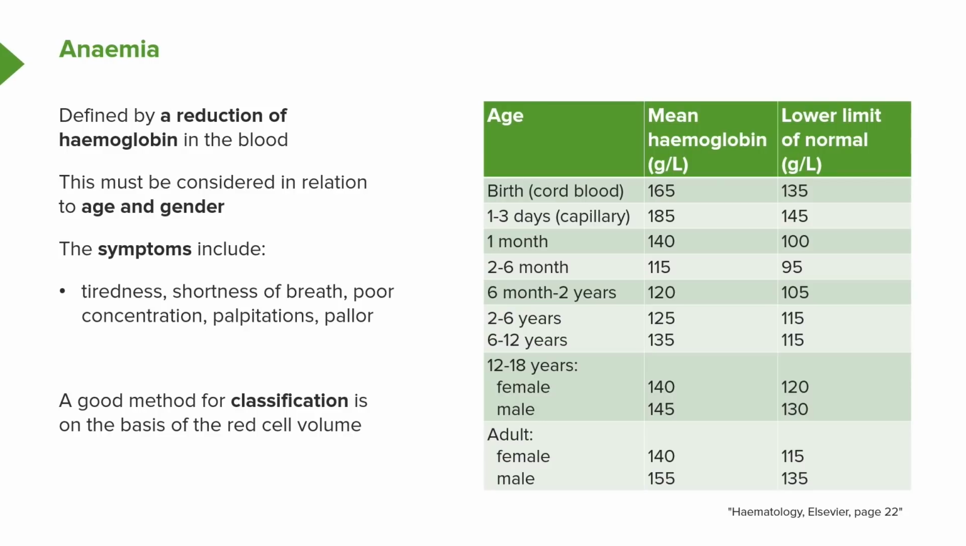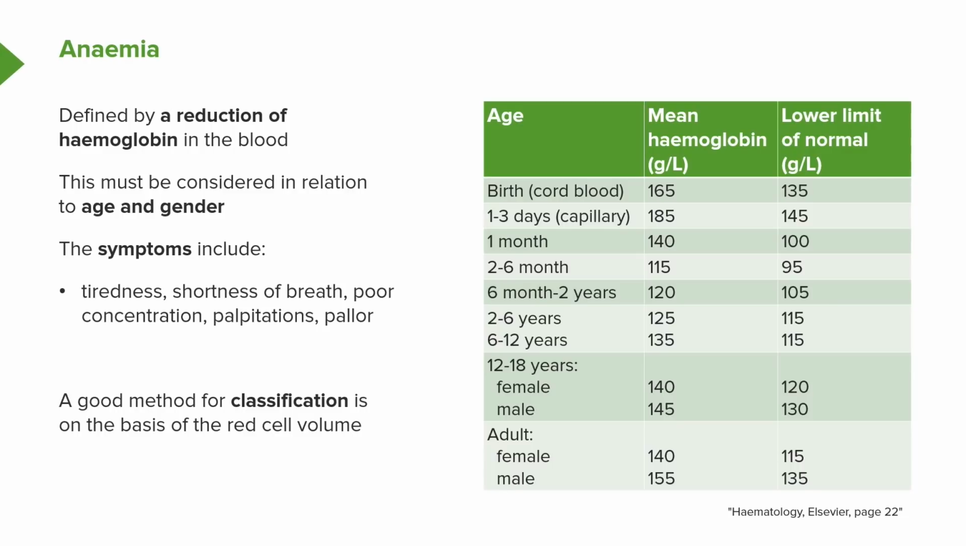If we look at the mean hemoglobin column, at birth, cord blood has a high hemoglobin concentration, around 165 grams per litre. But then the green line at 1 month shows that this has already fallen to 140 grams per litre. In the first few weeks of life, there is a lot of breakdown of red cells within the blood and change of the globin to a different form. At 6 months to 2 years, you see a relatively low hemoglobin concentration, 120 grams per litre, which then starts to increase at the age of 12 to 18 to around 140.